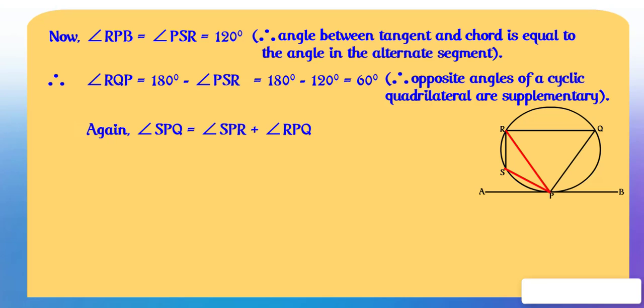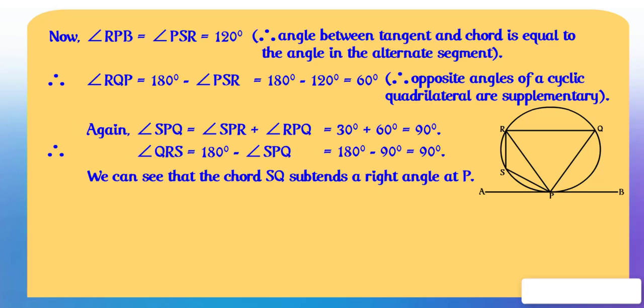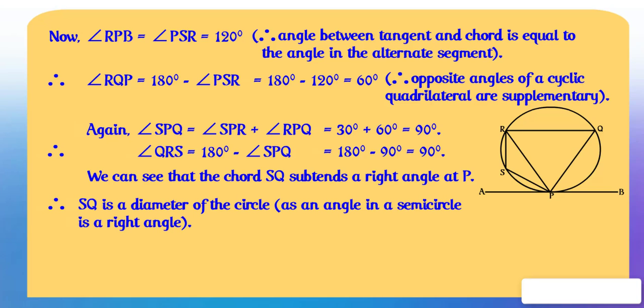Again, angle SPQ is equal to angle SPR plus angle RPQ is equal to 30 degrees plus 60 degrees is equal to 90 degrees. Therefore, angle QRS is equal to 180 degrees minus angle SPQ is equal to 180 degrees minus 90 degrees is equal to 90 degrees. We can see that the chord SQ subtends the right angle at P. Therefore, SQ is the diameter of the circle as the angle in a semicircle is a right angle.